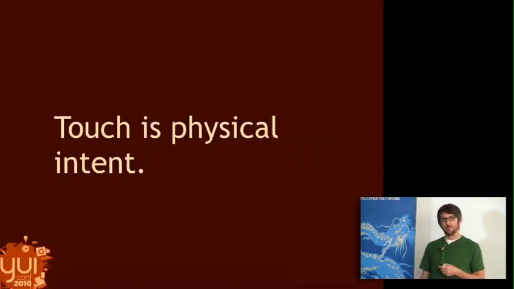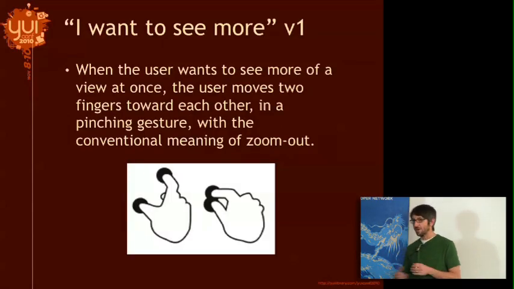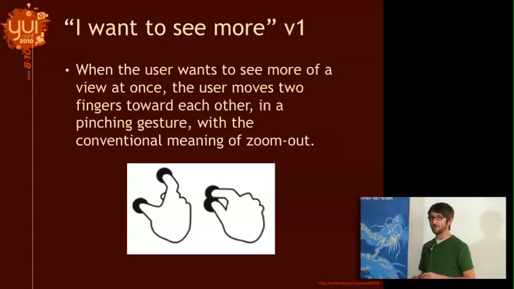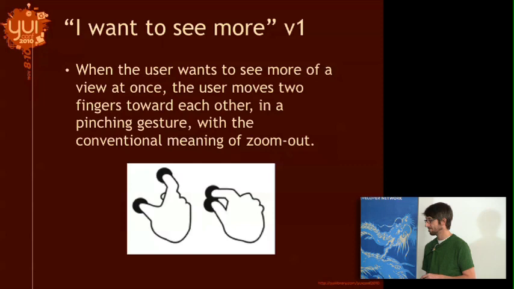So touch is input. It's also intent. And it's a physical manifestation of intent. So I want to see more. The pinch is one of the more compelling and most replicated interactions in a multi-touch world. So I want to see more of a view at once. So the user moves 2 fingers towards each other in a pinching gesture with the conventional meaning of zoom out.